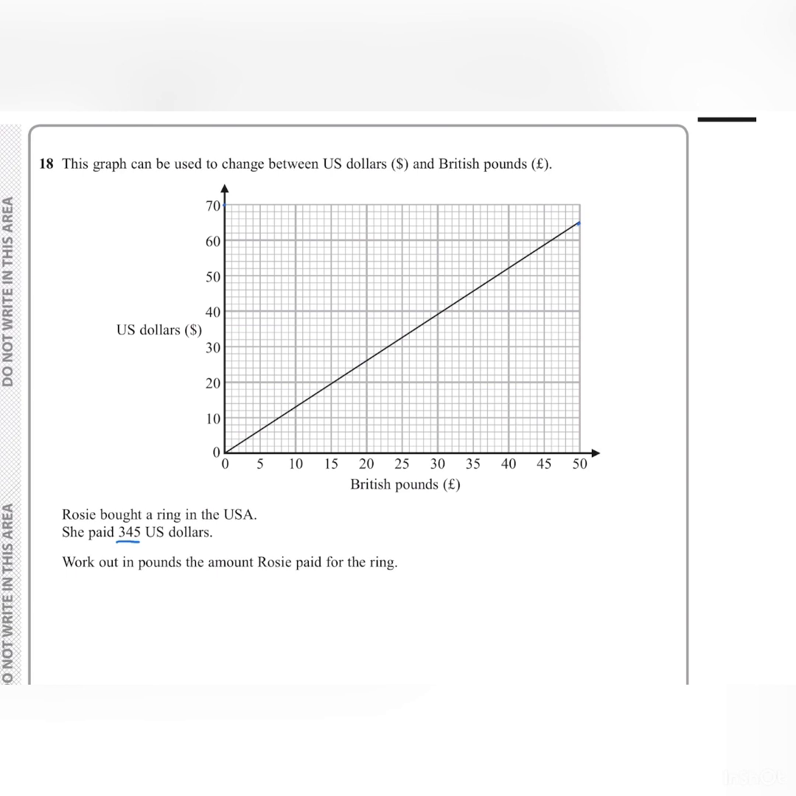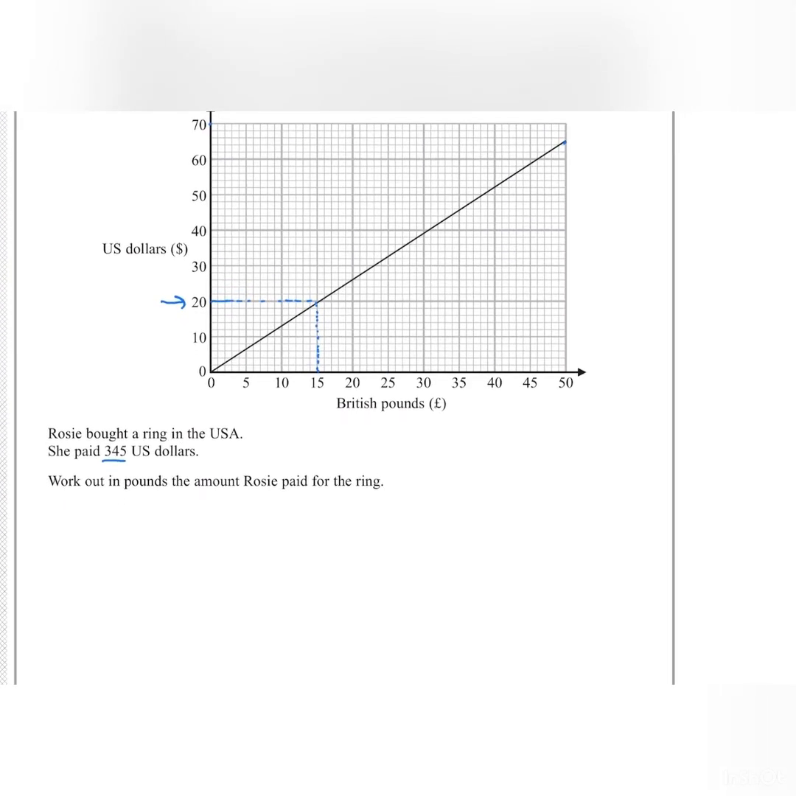$345 into pounds? Now, if you look at the graph here, look at the section where it says $20. If you were to draw a line across there, the reason why I picked this point is because it ends on a corner, so it's more likely to be accurate, because you're not guessing where about in the box that corner is. So $20, how many pounds is that? It's roughly 15 pounds.